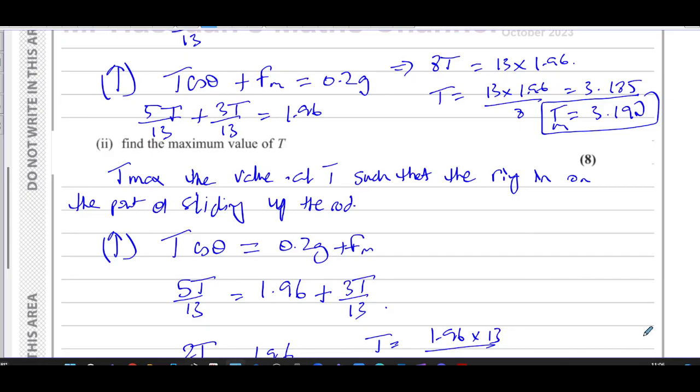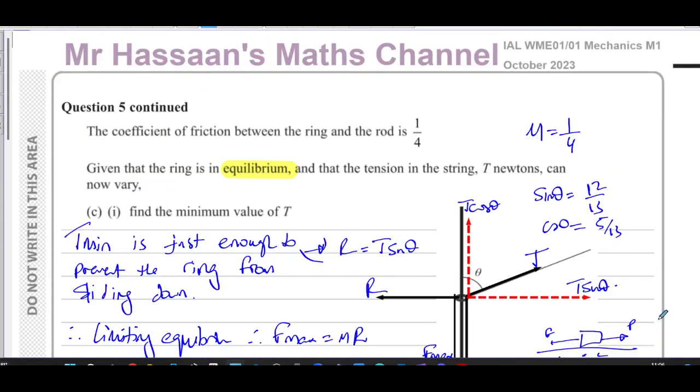So that's a very important question here for us to understand. A lot of students were confused about this question. I hope this makes it clear. So we've completed question number 5.